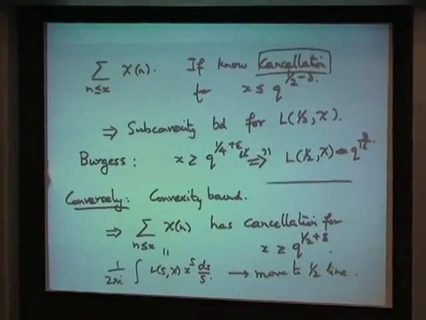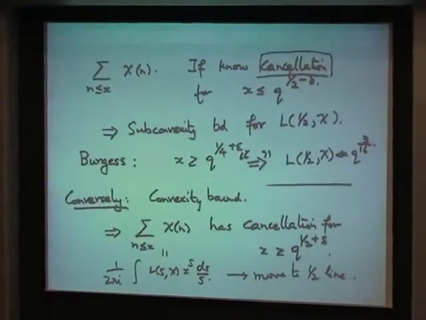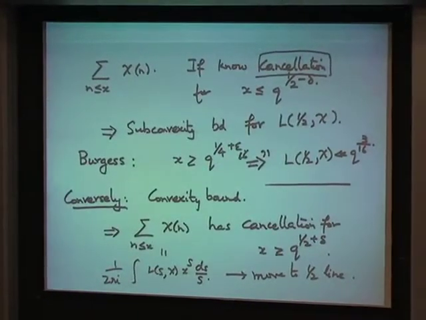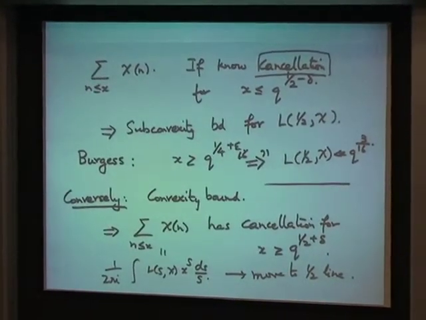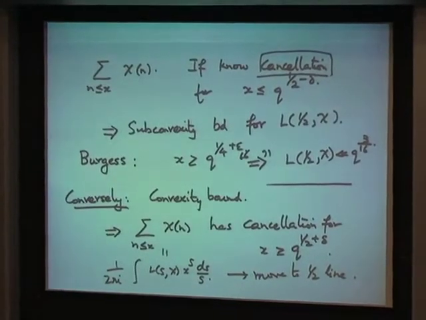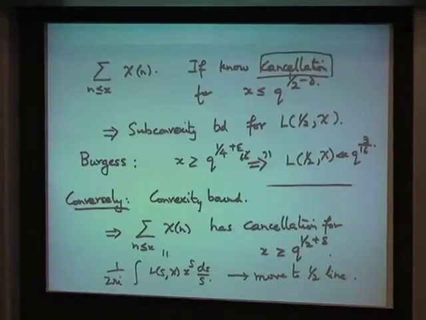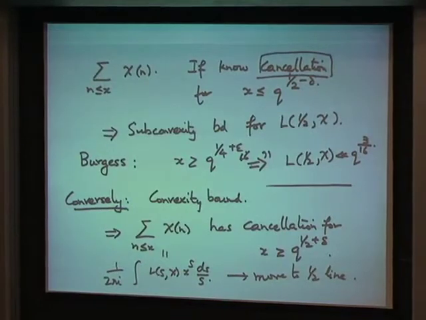Something like that. Okay, so at least in principle, this convexity bound is connected to cancellations in the sums of the Fourier coefficients of your L-functions, the Dirichlet series coefficients. You have cancellation around the size of the square root of the conductor, and you would like to know that there's cancellation a little bit below the square root of the conductor.